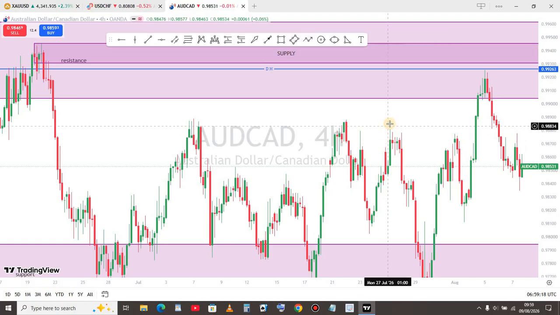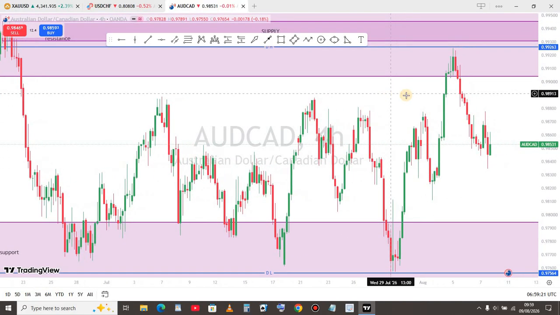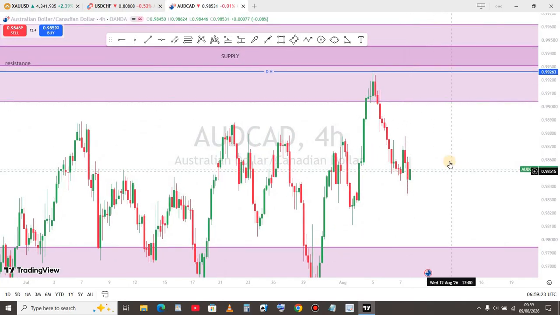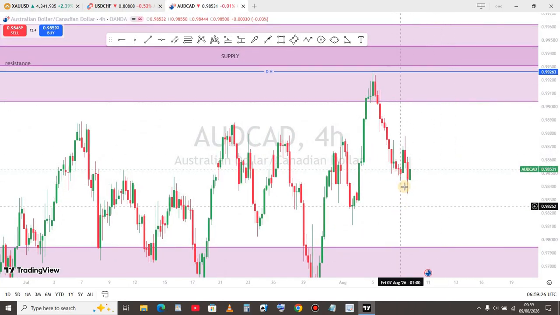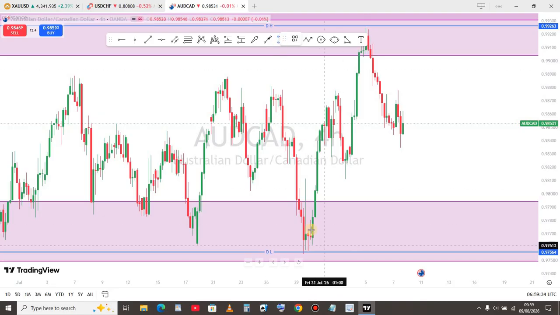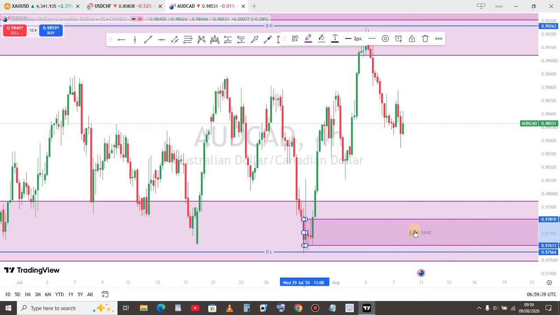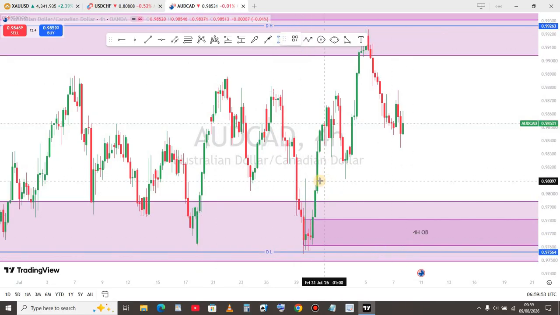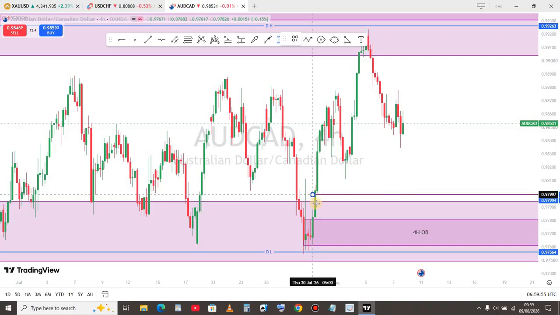where the market retested it, and after retesting it, what did it do? It started to go to the downside, and as you can see, we have an order block here inside the support level. On the 4-hour time frame, we have an order block. This is an order block, and we also have a fair value gap inside this resistance. This is our first fair value gap.